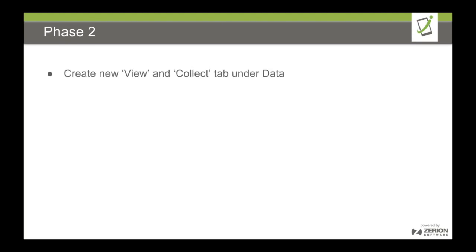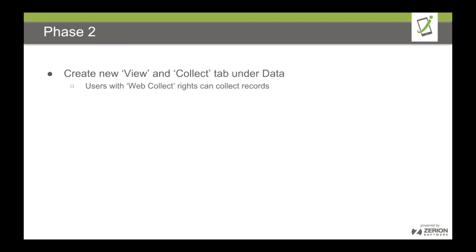So the first one, as I showed before, we're going to create a new view and collect record tab underneath the data tab. If you hit the View tab, it'll take you to the data views page like you default today. So you'll see all your data that you're used to. Then when you click on the Collect tab, you'll go to the view that we showed before, and you'll be able to click on a form and actually start collecting data. So it's much like the Manage and Collect tab on the iOS.